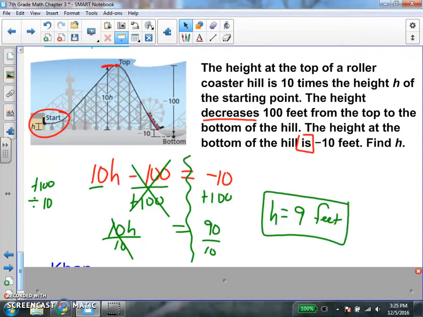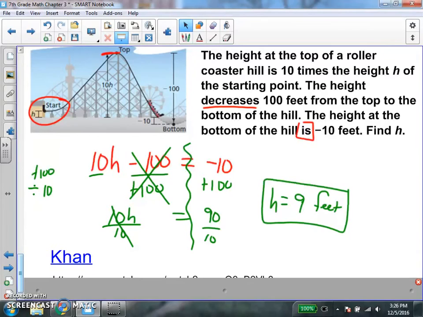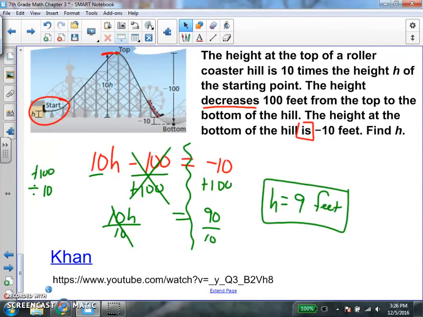Alright, that wraps up 3.5. A little bit more complicated than the last two sections, but the same ideas. Just remember, pretty much the only new thing we added is that first you need to get rid of your constant. Okay? If you do need more help on this, it's a great resource right here.